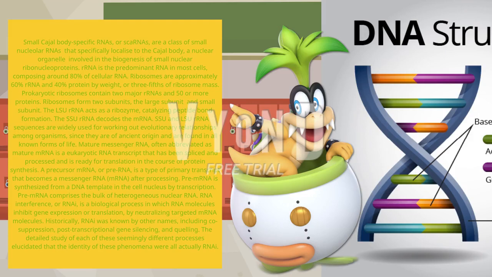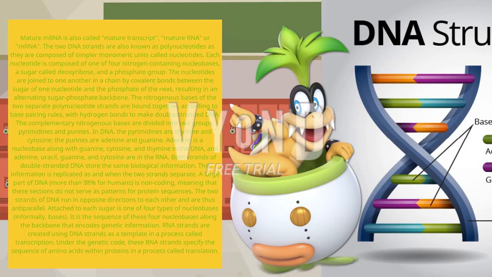RNA interference, or RNAi, is a biological process in which RNA molecules inhibit gene expression or translation, by neutralizing targeted mRNA molecules. Historically, RNAi was known by other names, including co-suppression, post-transcriptional gene silencing, and quelling. The detailed study of each of these seemingly different processes elucidated that the identity of these phenomena were all actually RNAi. Mature mRNA is also called mature transcript, mature RNA or mRNA.